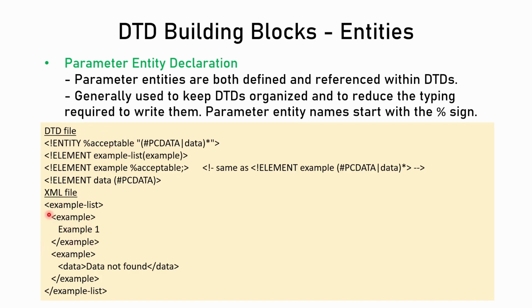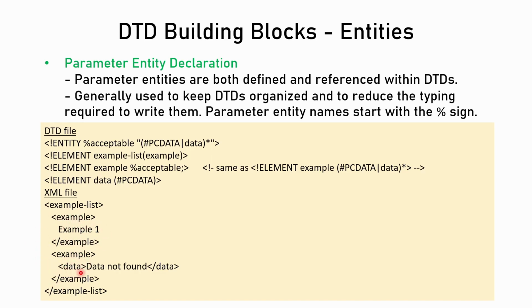In our XML file, we have the root element as example list, and inside the example list, we have two example elements. In the first case, we have an example element, and it simply contains the data example1. This example element conforms to the rules defined by the DTD because according to our DTD, this example element is referring to the acceptable entity, and this acceptable entity is defined as PCDATA or data. Since it is defined as PCDATA or data, this example element is correct.